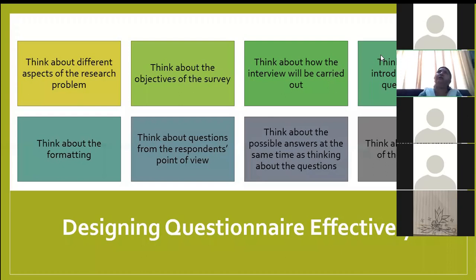Then you can discuss the questions with some of your friends or your teachers. Then you can understand how they think about the question. So try to understand questions from the respondent's point of view, that is very important. Then think about the possible answers at the same time as thinking about questions. While you frame the questions, you have to think about possible answers also. That is also very important.